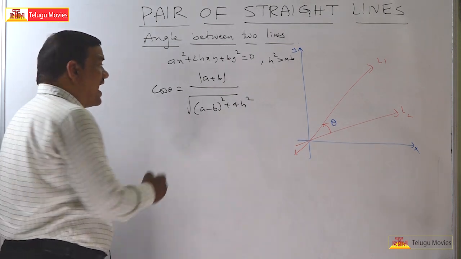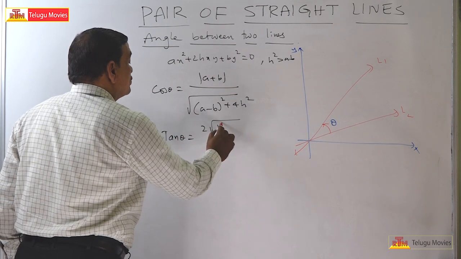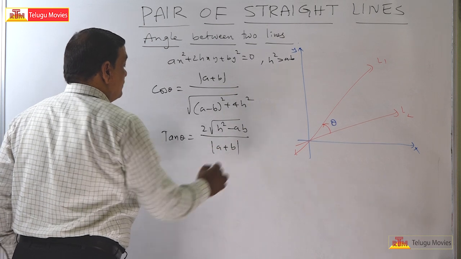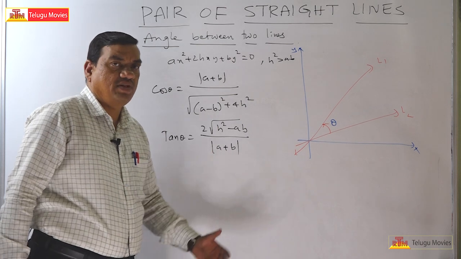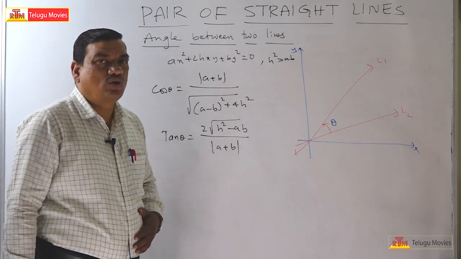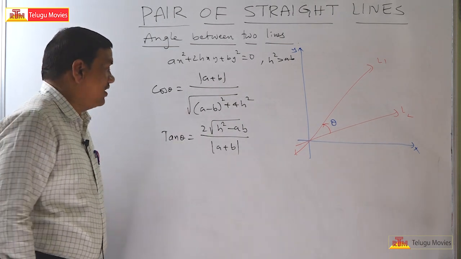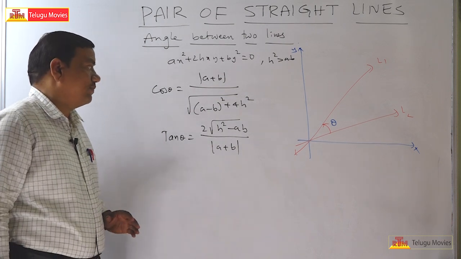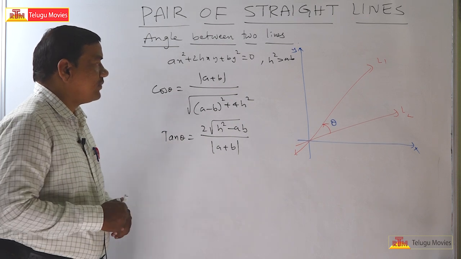So, let us learn the tan theta formula also. Tan theta is given by 2 root of h square minus ab by modulus of a plus b. Both are important. There is a sin theta formula also, but there is no need of that. If you know cos theta, we know how to find sin theta. But the tan theta formula is also very, very useful sometimes. So these are the two formulas we have.